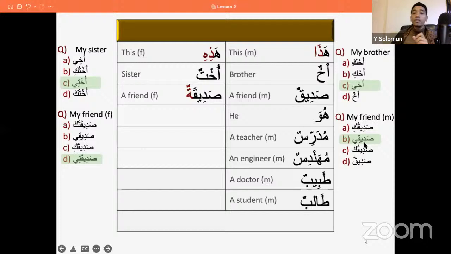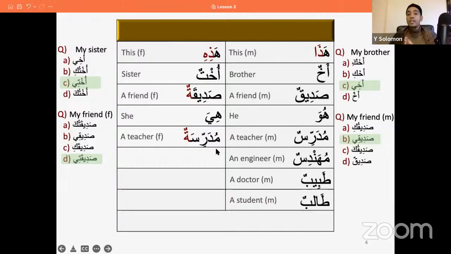Note the difference between صديقي and صديقتي. Okay. هو, the female version is هي, she. So I would say هذه أختي. This is my sister. هي مدرسة. In the same way that صديق became صديقة, similarly mudarrisun became mudarrisatun. Mudarrisatun, a female teacher.